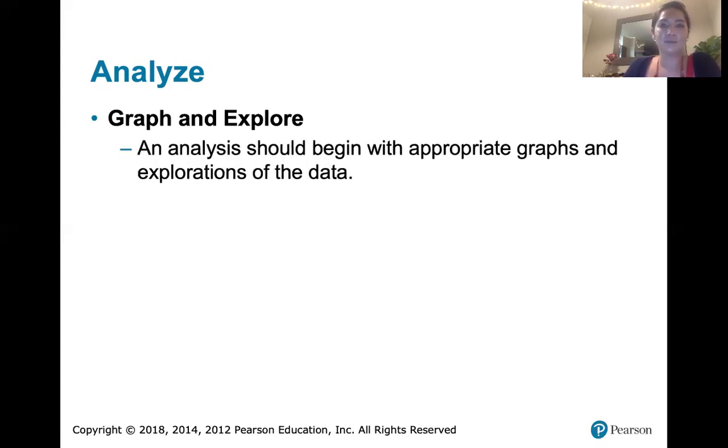Next, we want to analyze our data. So typically we do this by graphing the data and exploring the data, and we're going to get into that in the next couple of chapters. So we should begin by creating appropriate graphs and exploring the data.